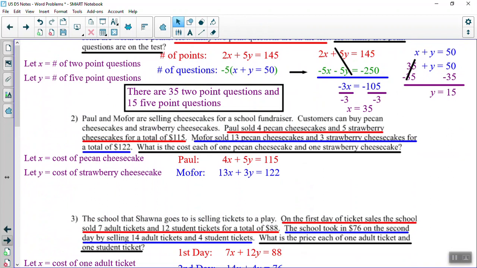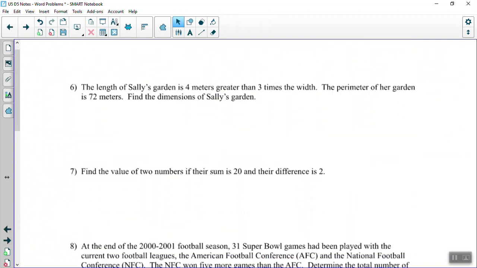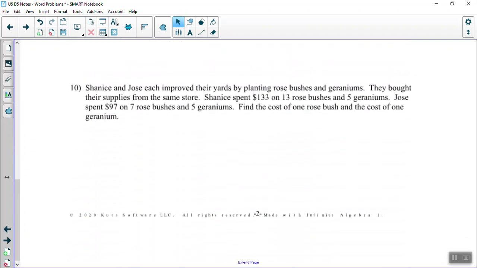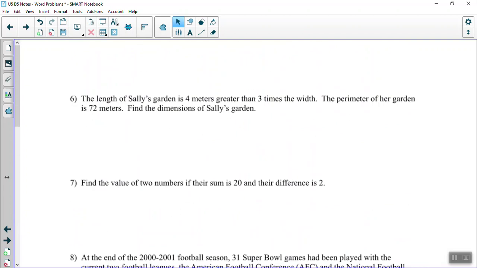So your homework tonight is to come over here and do these 5 problems. I want you to set them up as a must. And then go ahead and try and solve them if you remember how.